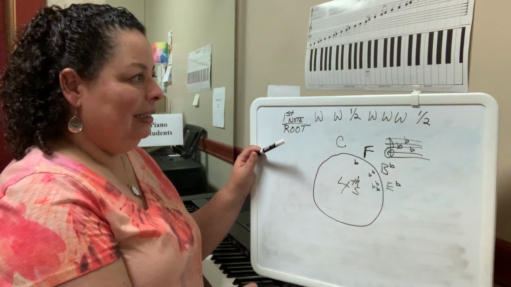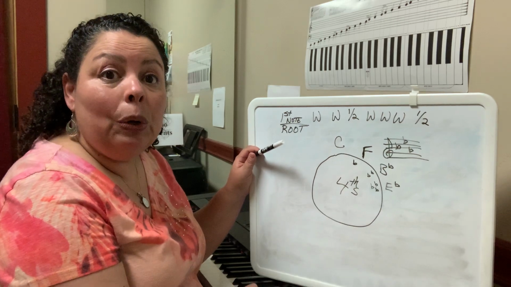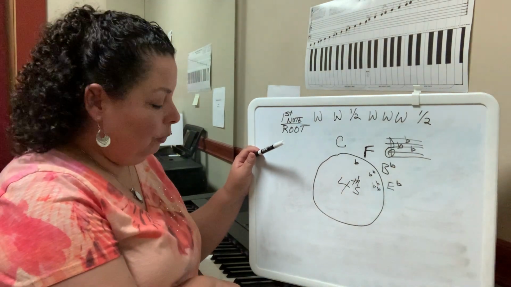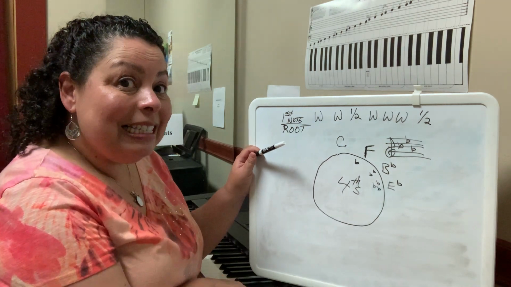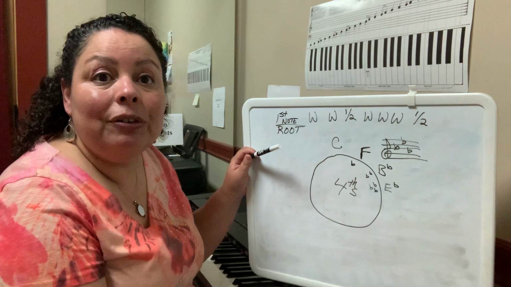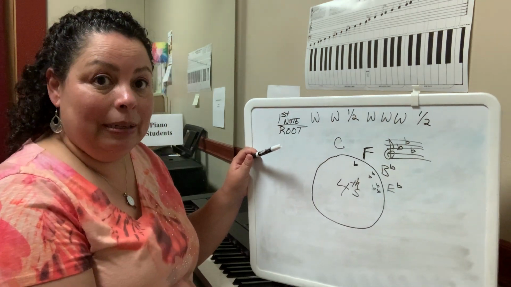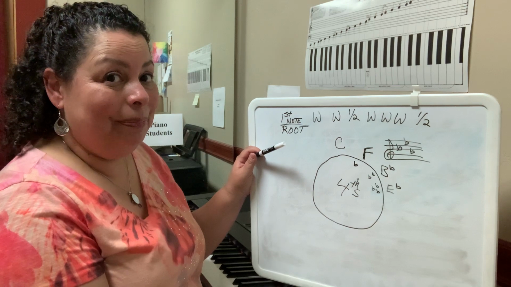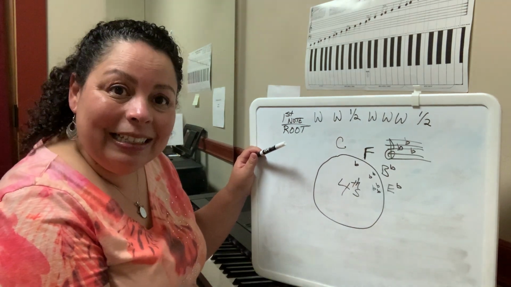So A flat, and then the first whole note will be B flat. The next whole note will be C. Test yourself. Now we've got to do a half note from C. What's it going to be? You've got to go up a half step to D flat.